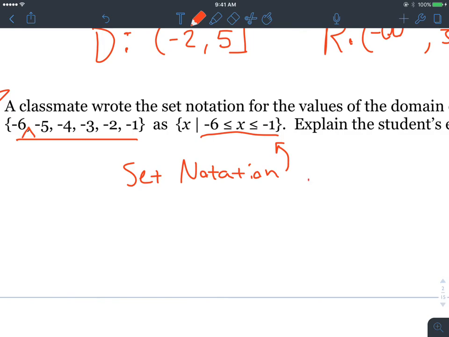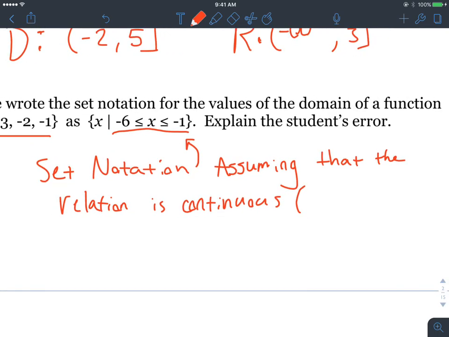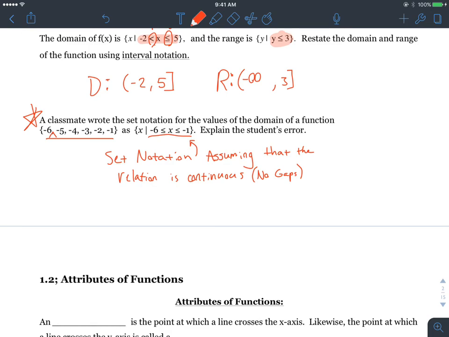So your set notation right there is assuming that the relation is continuous. And what I mean by continuous is that it's assuming there are no gaps. It's like a continuous line, I guess. So anyways, that is it here for our lesson.